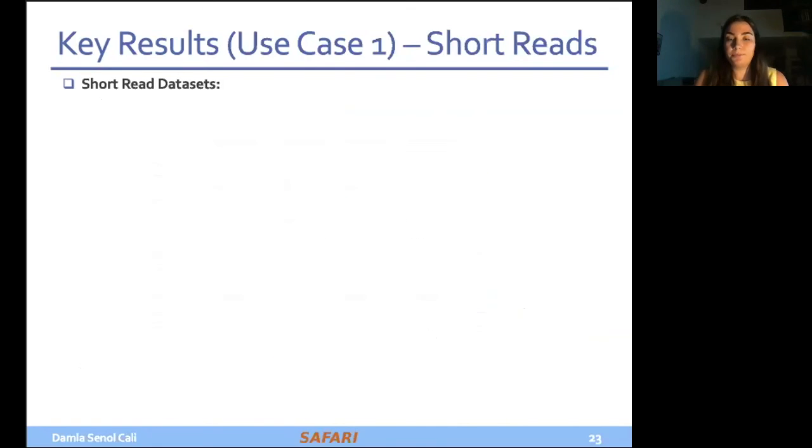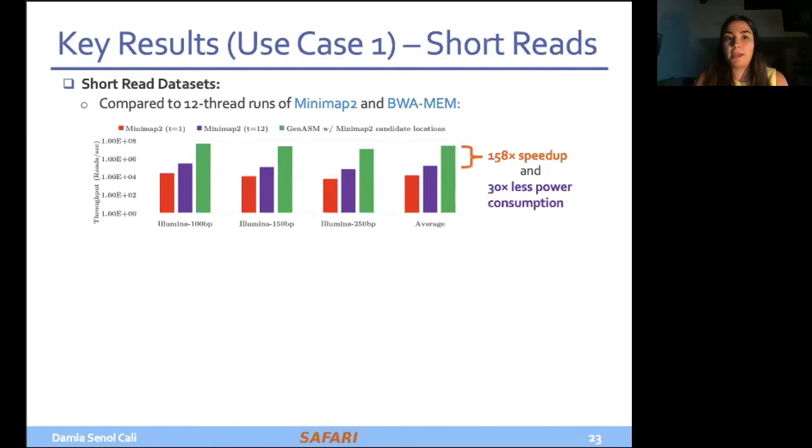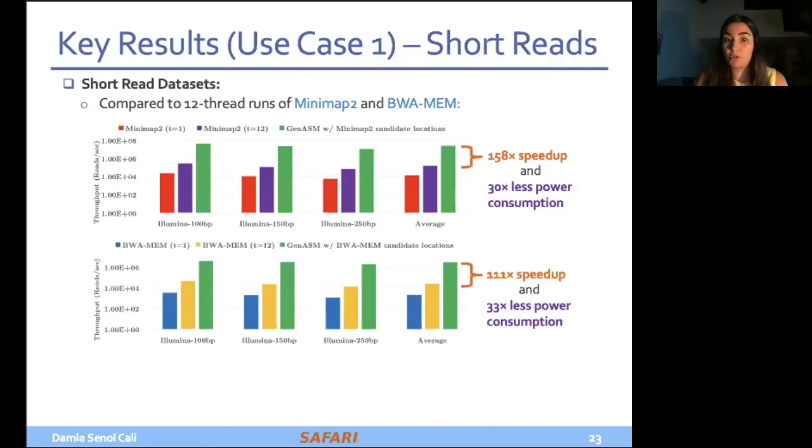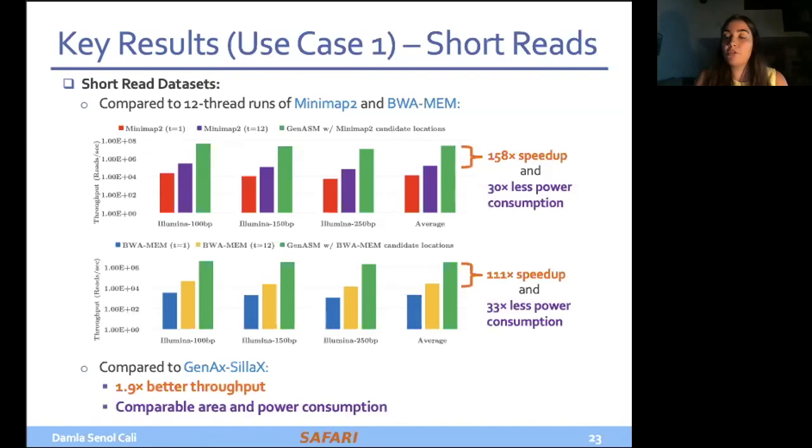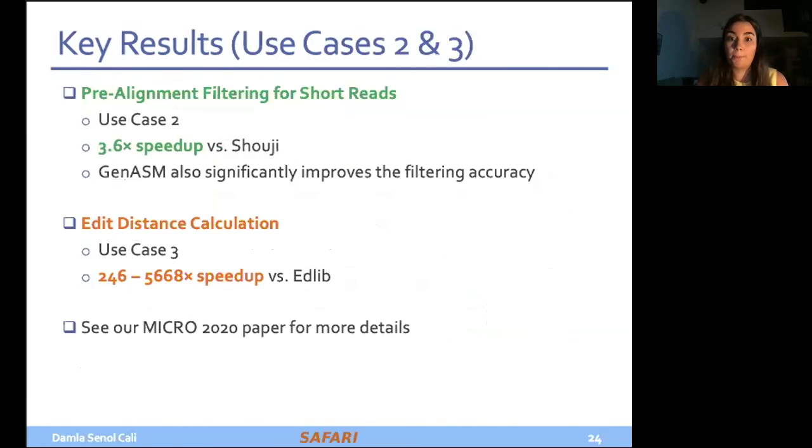This trend is similar for short reads. Compared to the software baseline, GenASM provides significant speedup and reduction in power consumption. And compared to the state-of-the-art hardware for short read alignment, which is Shouji of GenAx, GenASM achieves 1.9x better throughput at a comparable area and power consumption. Please refer to our paper for the evaluation of the other two use cases and for more details.